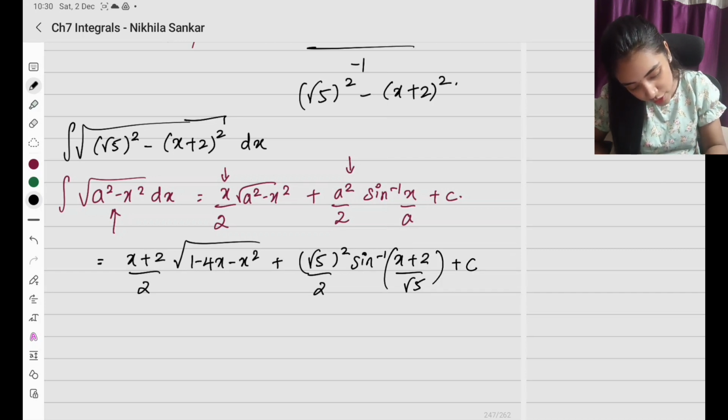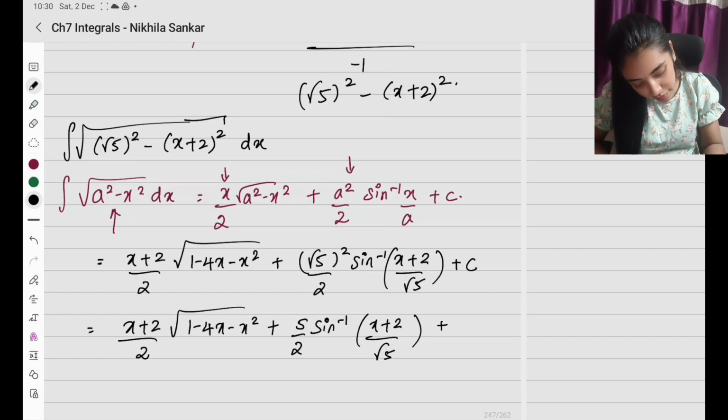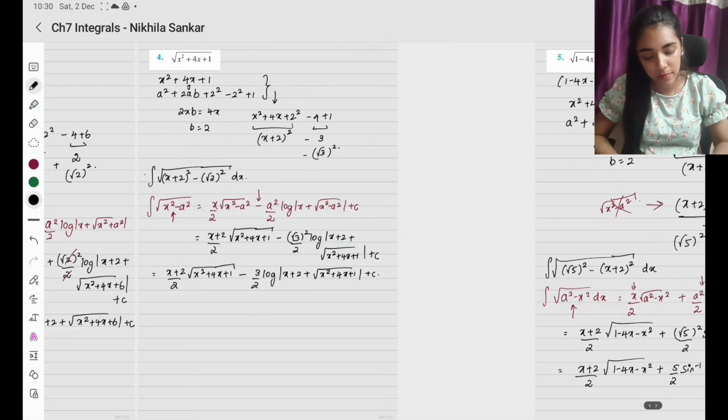All of this is inside the inverse function, plus c. So, final answer is going to be x plus 2 by 2 square root of 1 minus 4x minus x square plus 5 by 2 times sin inverse of x plus 2 by root of 5 plus c. So, this is my answer. Okay, please copy.